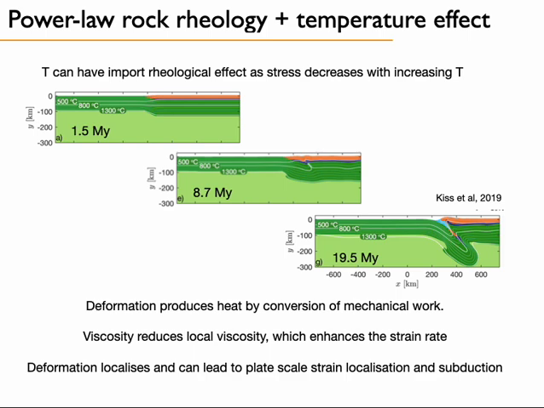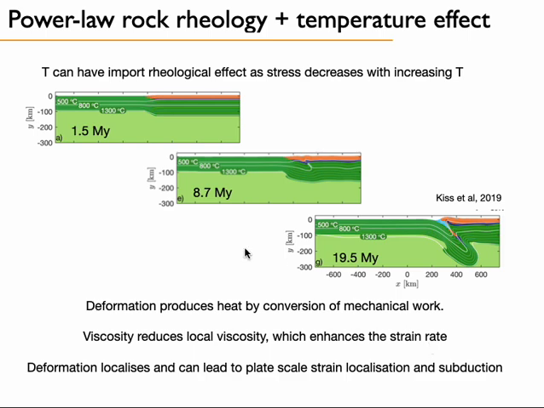Another effect is related to the conversion of mechanical work during deformation. In fact, when permanent deformation is applied to a material, a large part of the mechanical work is converted into heat. And this heat will then reduce the local viscosity by a local thermal effect, which will enhance the strain rate. So you can have a nonlinear coupling between deformation, production of heat, and a temperature activated viscous creep.